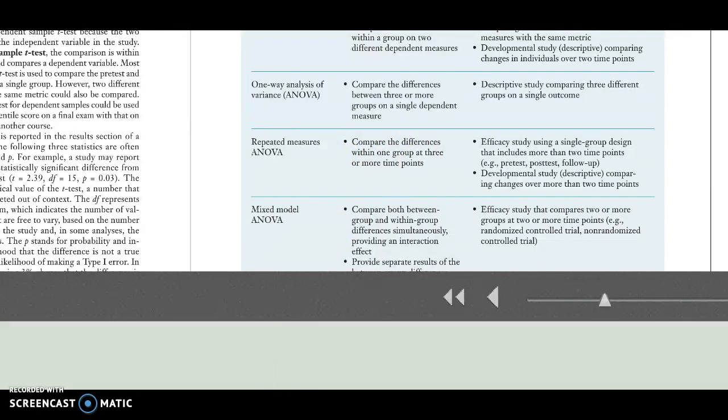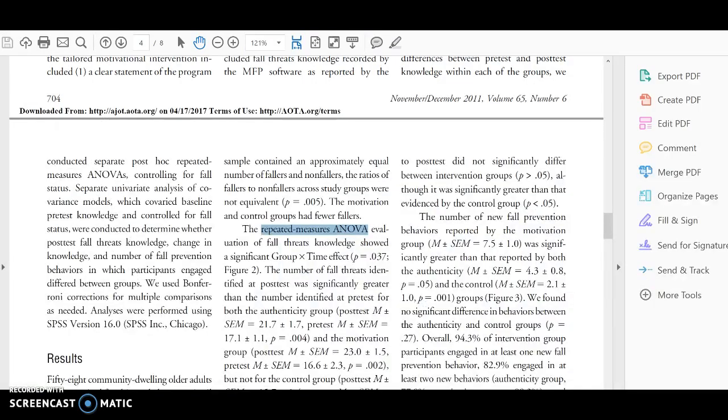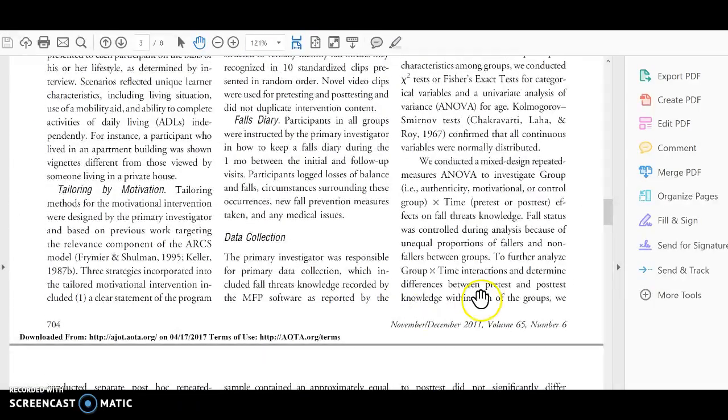That's important to know because if we go back to the article, we did mention that they wanted to look at interactions and determine the differences between pre and post-test knowledge within each of the groups. So they're telling you the reason why they used it, and you can say in your head, yes, that does make sense. So they're using the appropriate test in that case for the continuous data.